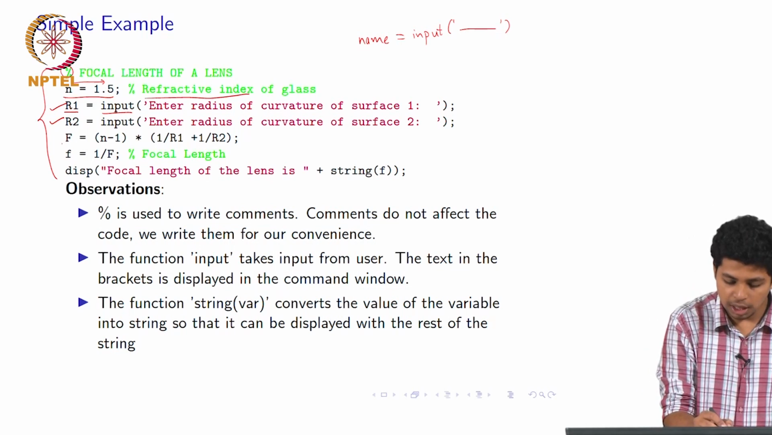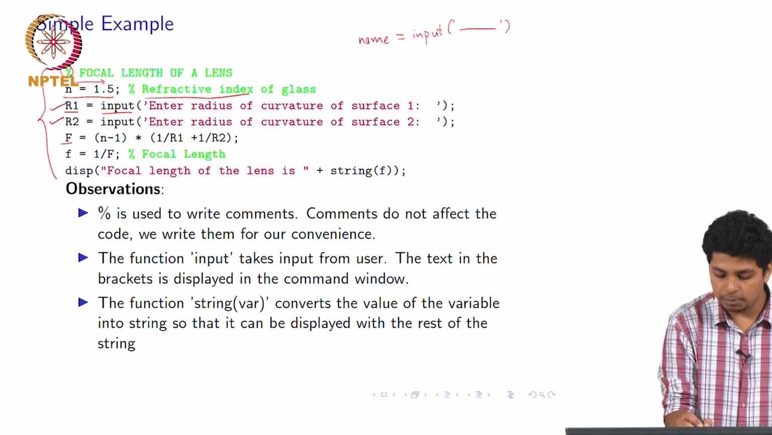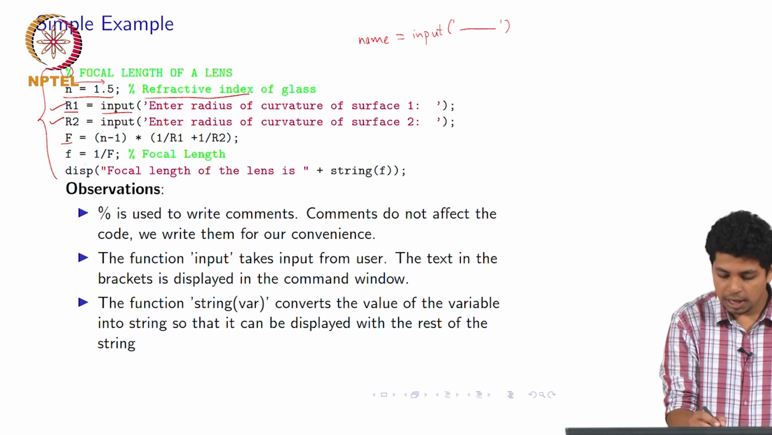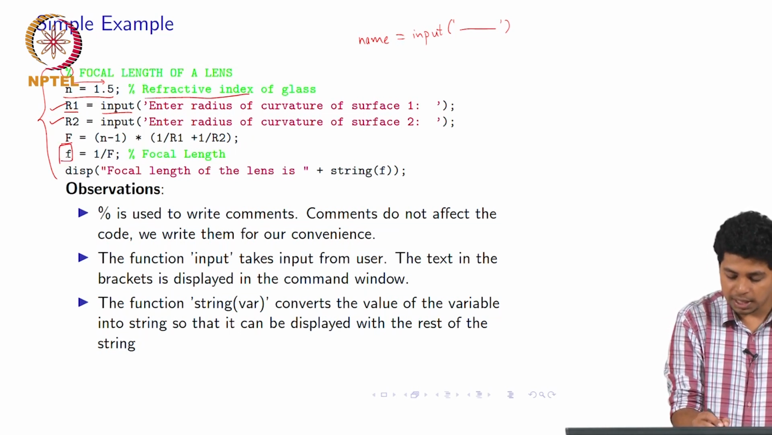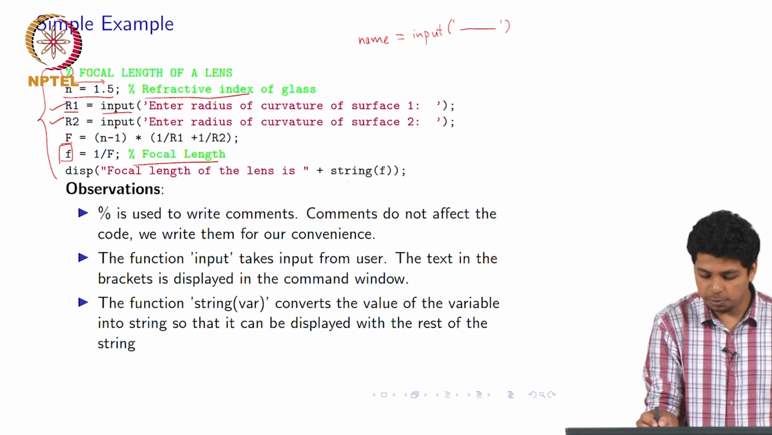Then I have used a buffer variable f, which calculates (n minus 1) into (1 by r1 plus 1 by r2), and then I have used small f as my final answer, which will be 1 by f, which will give me the focal length, and then I have displayed it.